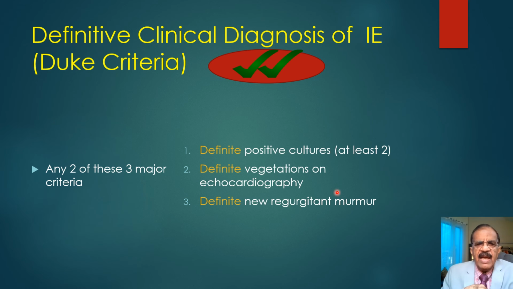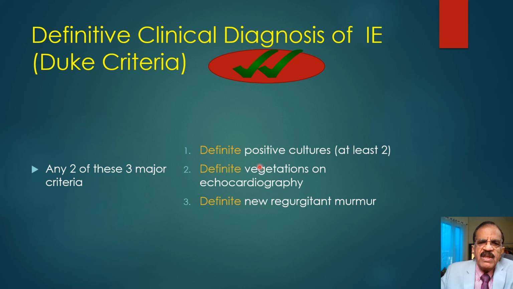And the third criteria is definite new regurgitant murmur. Now this was actually added in the modified criteria. This one was not included in the first Duke criteria. This was added later. So it assumed that there was no murmur before this febrile illness developed. And so during a febrile illness, if a new murmur appears, that implies that one of the valves has ruptured actually, and that would happen only if the valve is infected.